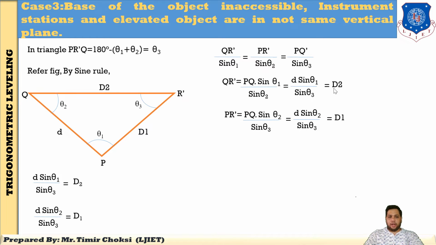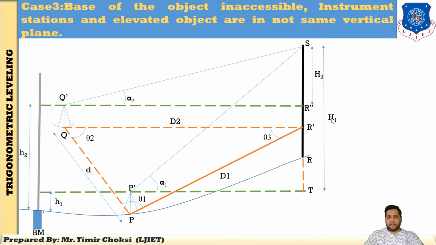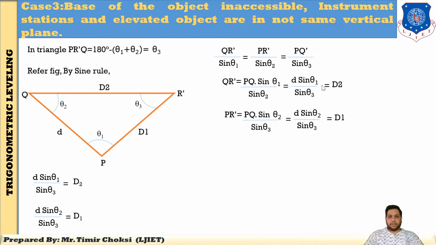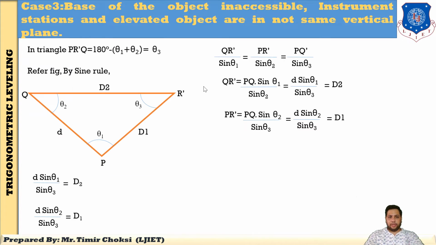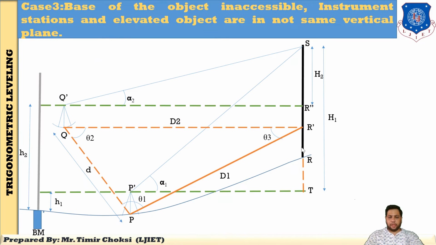Okay. So after finding the values of D2 and D1, now you have to find H1 and H2. So how to find H1 and H2? You know the sequence: first we find D, the horizontal distance, then H, and then RL. So now we find the H1 distance. Knowing the horizontal distances D1 and D2, the vertical components H1 and H2 may be calculated as under. Here it is clearly seen, here you have to find H1. So what is H1?